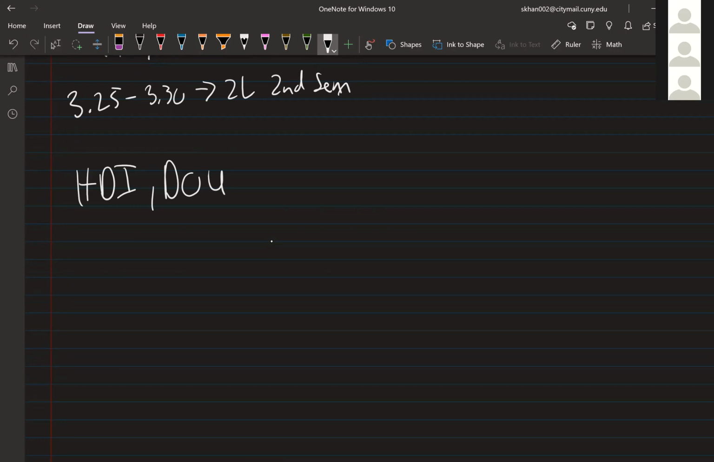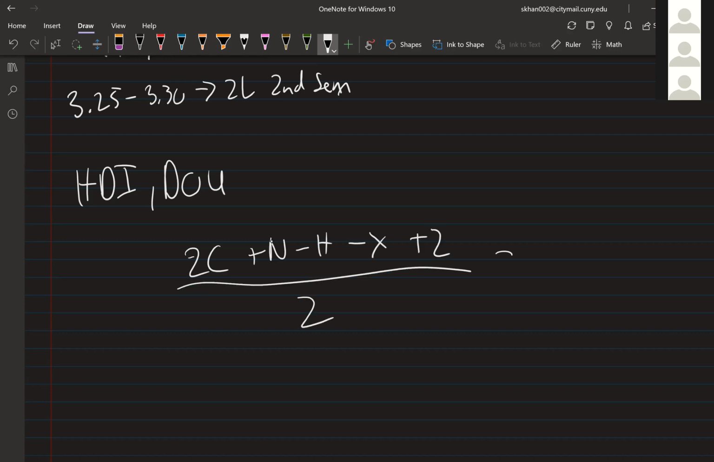Right, so there's a quick little formula you could use for that. I think it's 2C plus N minus H minus X plus 2, all divided by 2 equals your HDI. So the number of carbons times 2, plus any nitrogens, minus any hydrogens, minus any halogens. This is only halogens, so if you have any oxygens, it doesn't affect it at all. And then plus 2, all divided by 2 gives you what's called the HDI.